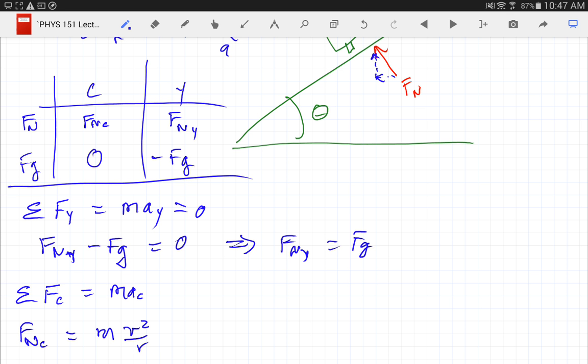Now, I think the problem said to put it in terms of force of gravity and G. And you look at these and you say, but there's no force of gravity or G in that. Well, we do know that force of gravity is equal to mg. So that means m must be equal to force of gravity divided by G. So you make that substitution to get it into those variables they gave you.